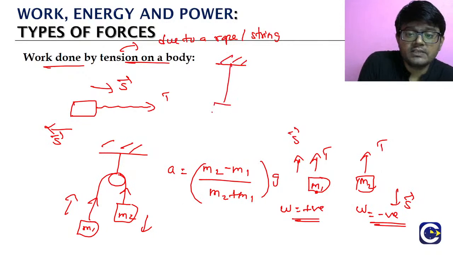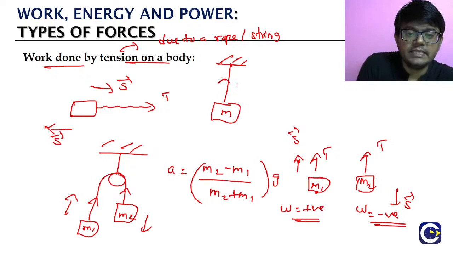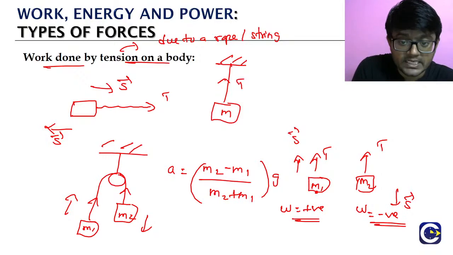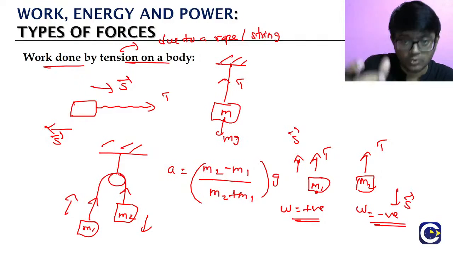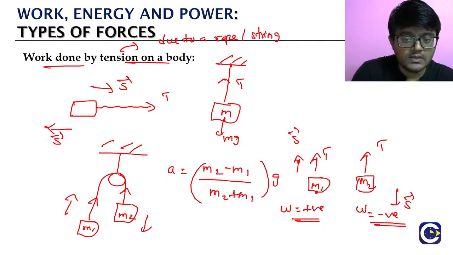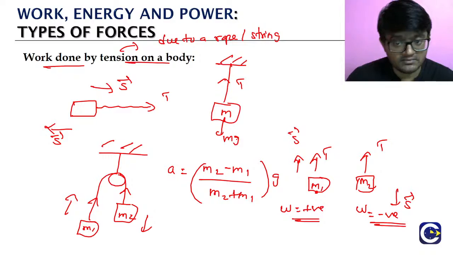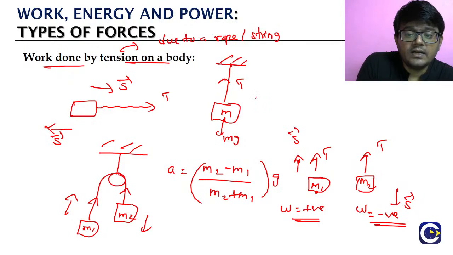If you are just hanging a block by using a rope, then there is a tension force acting on the body. Tension will be there, right? Tension is going to balance the weight. So if you are hanging a block by using a rope, tension will be balancing the weight of the block. But in displacement, the block is hanging means what? It is not having a displacement. So work done by the tension will be zero.